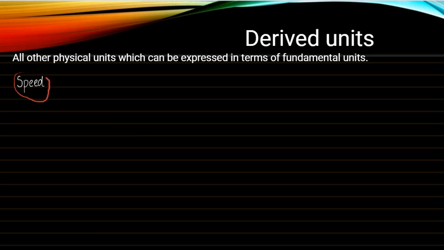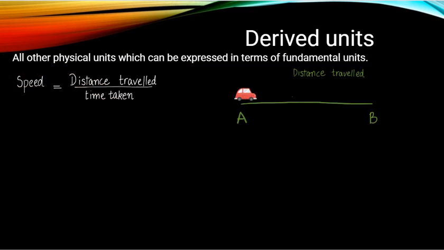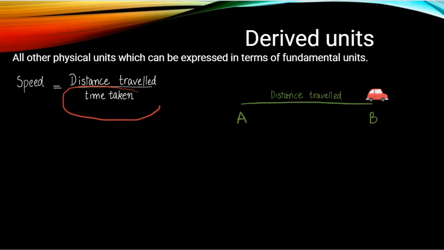Speed is a physical quantity which shows how fast a body moves. Your speed can be mathematically expressed as, suppose you have a car. If this car is at point A, now this car starts to move and it reaches point B. So the speed will be expressed as the distance traveled by this car divided by the time taken. How much time is required for this car to reach from point A to point B. This is given by your speed.